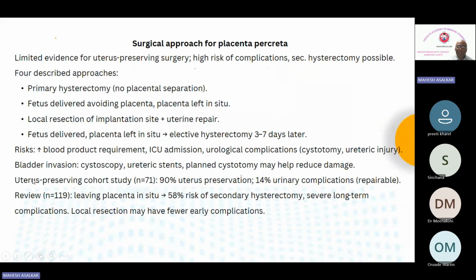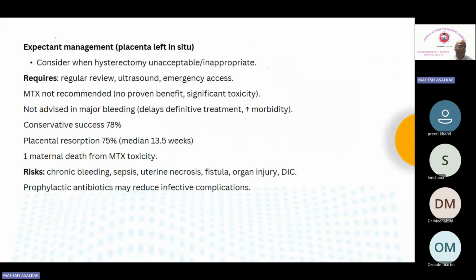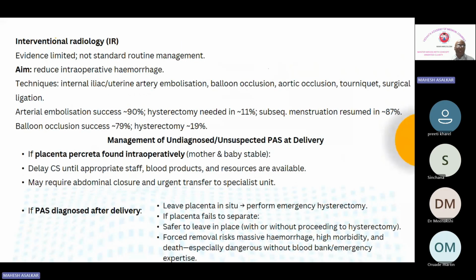The rest of the things I won't complicate, so I will not go into minor details. But you should remember primary cesarean hysterectomy with no placental separation. Expectant management is not very common, but it can be considered when hysterectomy is unacceptable or inappropriate. It requires regular review with ultrasound and emergency access. Methotrexate is not recommended. Now, interventional radiology also has a limited role. Evidence is limited, and it reduces the intraoperative hemorrhage.